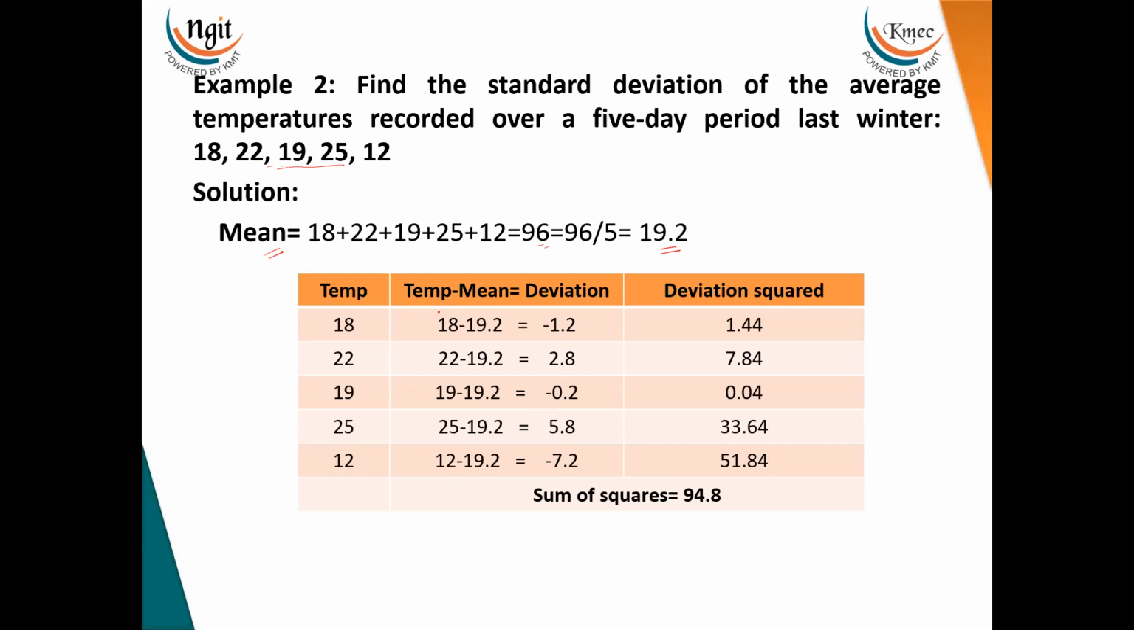In a table, I am representing all these values. That is temperature, and temperature minus mean is equal to deviation. That is 18 minus the mean, 19.2, which is minus 1.2. And then the deviation squared, that is if you take this as x, then it is x square. Now 22 minus 19.2 is 2.8, and if you square 2.8, this is the result. Likewise for all 5 temperature values, the deviation minus mean and the square of all these deviations is this. And when you sum all these squares, the value is 94.8.